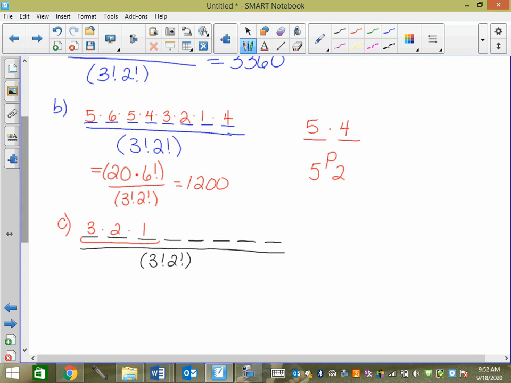How many letters do I have left? 5, 4, 3, 2, 1. Did it say the vowels have to be at the front? Just says they have to be together. So I have to multiply by 6. Because there's 6 ways I can move it. It's always one more than the number after they're hooked together. So I get 3 factorial, 6 factorial over 3 factorial, 2 factorial, which is 360.